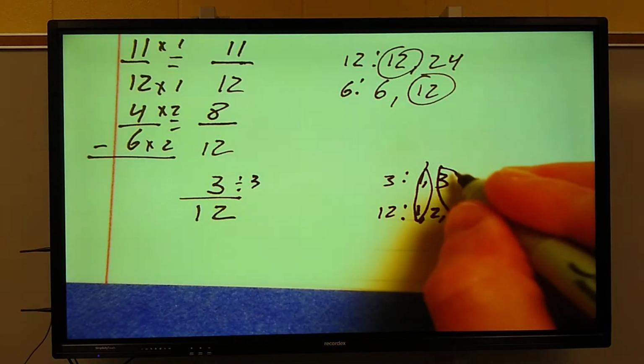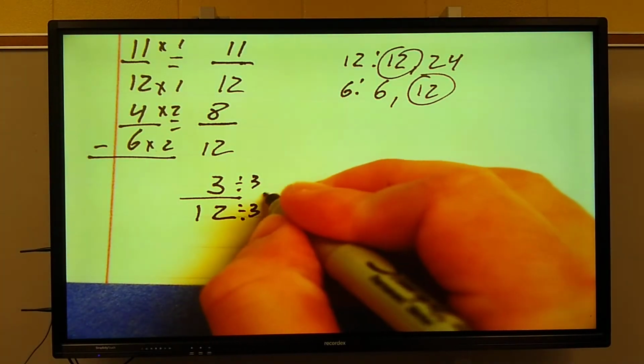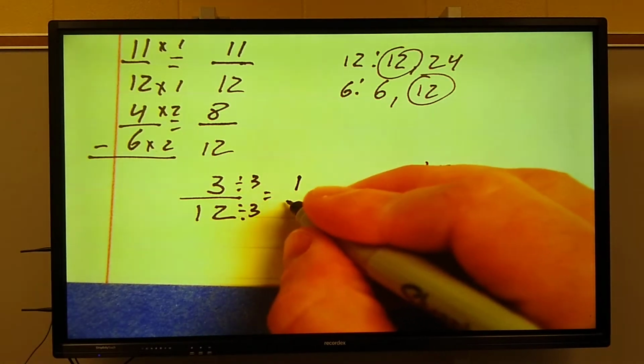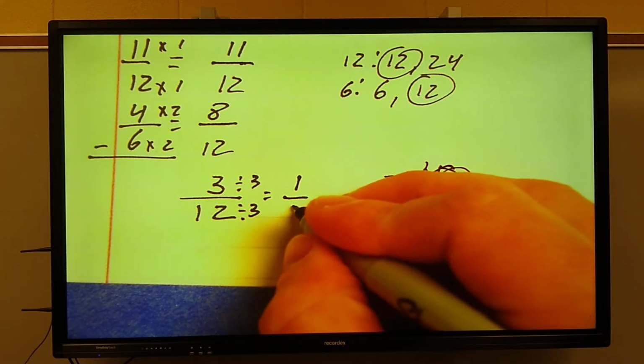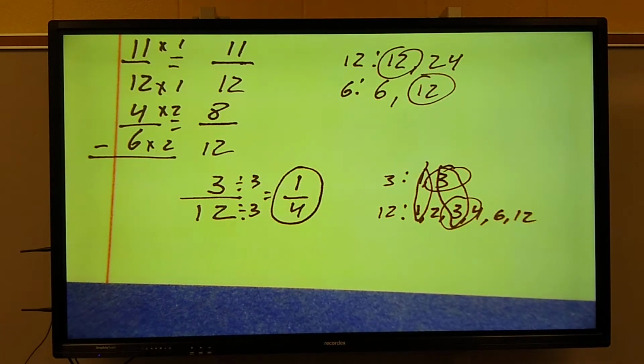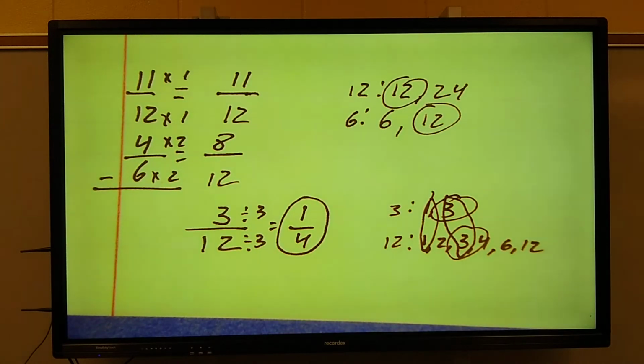So you take your greatest common factor, which is 3, and you divide your numerator and denominator by it. 3 divided by 3 is 1. 12 divided by 3 is 4. This is my final answer, 1/4. Look at all that beautiful work.